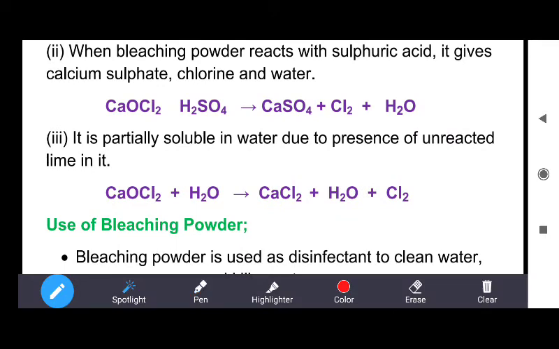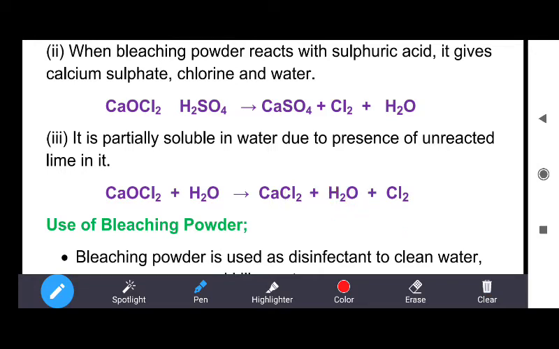Third property: it is partially soluble in water due to the presence of unreacted lime in it. So when it reacts with water, then calcium chloride is formed. Here, oh, there is a mistake in this reaction. Actually, here Ca(OH) whole twice will form. I will correct this reaction.